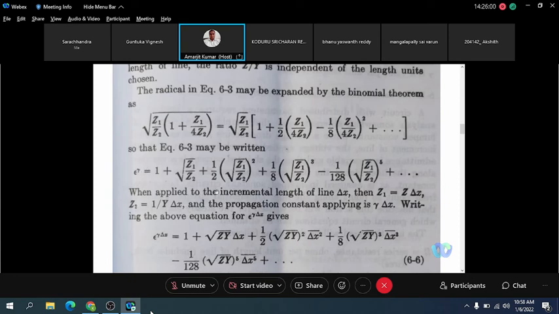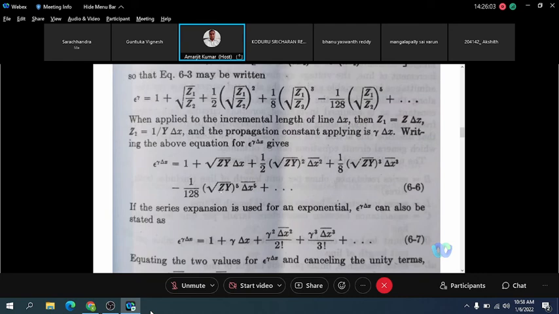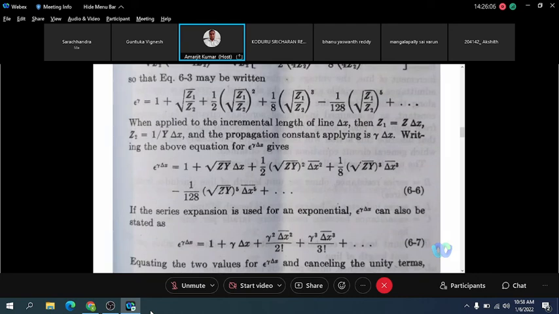And also, what is e to the power gamma? The exponential series, you know, na, e to the power x is equal to 1 plus x plus x square divided by factorial 2 plus x cube divided by factorial 3. Okay, na? Good. So now this exponential expansion, e to the power gamma delta x, because gamma is the propagation constant per unit length of the transmission line. Z0 is the characteristic impedance per unit length of the uniform transmission line.